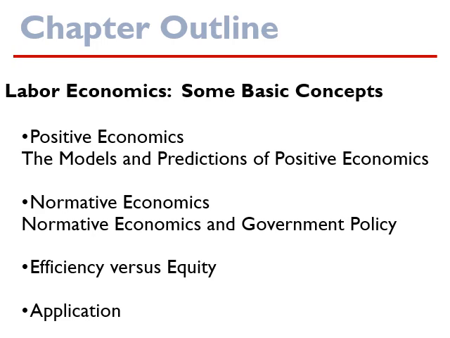The basic concepts you have to understand quite well are how to differentiate between positive economics and normative economics in labor economics. For positive economics, we will cover the model and the production of the positive economics, and then we will move to normative economics. We have to understand well the difference between the positive and normative, and the government policy, or the kind of government interventions that the government can do in the labor market. Then we will see the difference between efficiency versus equity, and finally the applications of those concepts, how economists actually test the hypotheses presented in this chapter.